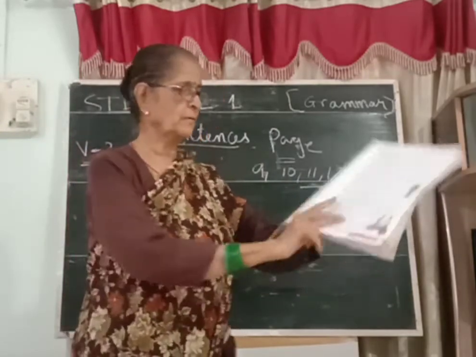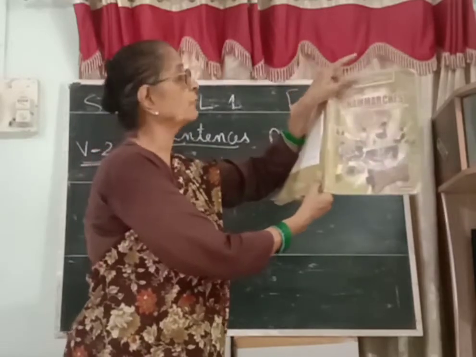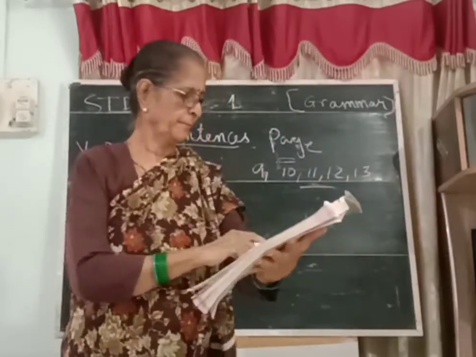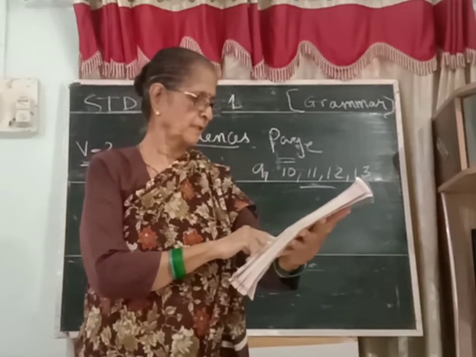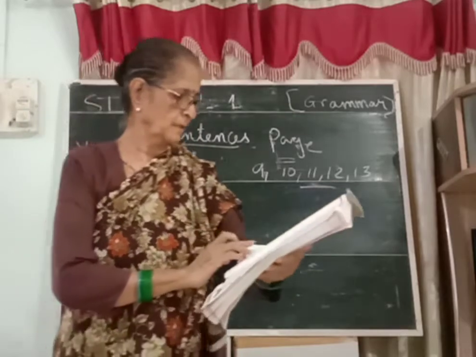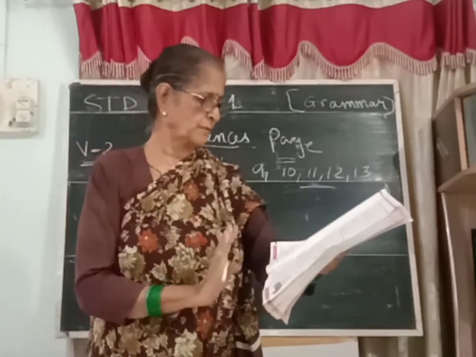Page 10, children, of your grammar. Sorry, I forgot to tell you. Okay. The above sentence is an example of yes or no. Okay, done. Some auxiliary verbs are, that also I told you.